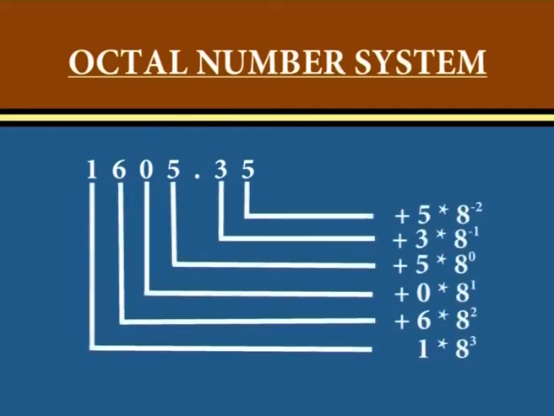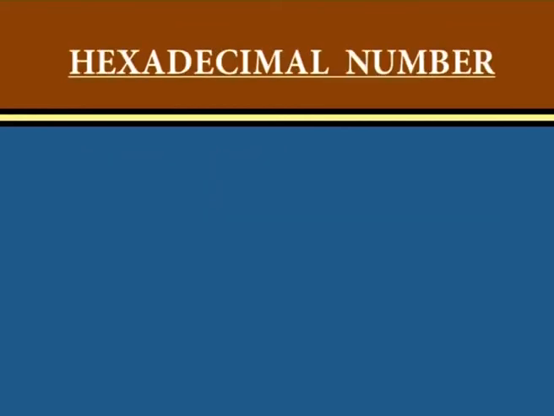1605.35. 1 multiplied by 8 raised to the power 3 plus 6 multiplied by 8 raised to the power 2 plus 0 multiplied by 8 raised to the power 1 plus 5 multiplied by 8 raised to the power 0 plus 3 multiplied by 8 raised to the power minus 1 plus 5 multiplied by 8 raised to the power minus 2. The fourth number system is the hexadecimal number system.